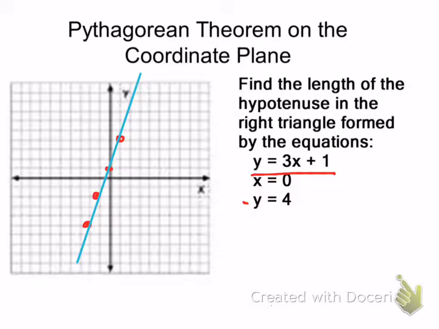Okay, and then x equals 0, so think Buck's Hoy here. So that's going to be a vertical line at 0. So I'm going to have this line here. And then the last line would be y equals 4, so that's 1, 2, 3, 4. And that's going to be horizontal. And so what we have is this little itty-bitty triangle here.